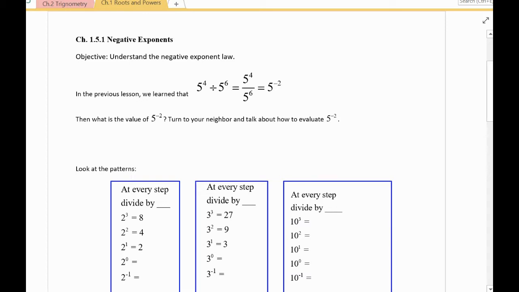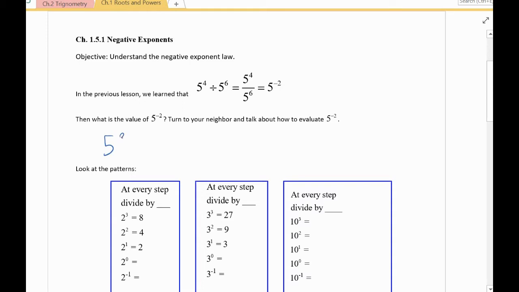Today we're going to learn about negative exponent. Alright, in the previous lesson we learned that when you divide powers, you subtract, right? So here you have 5 to the power of 4 and 5 to the power of 6, and you subtract 4 minus 6. That becomes negative 2. So what's 5 to the power of negative 2? Any idea?